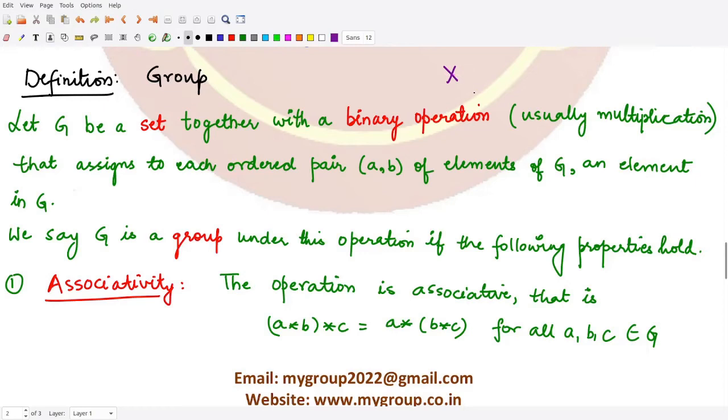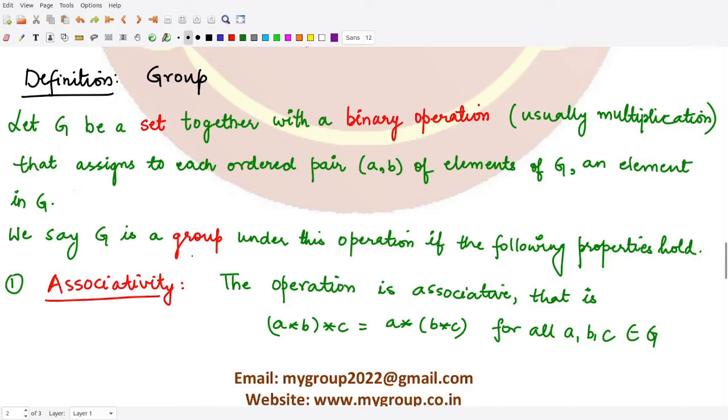So if G is a set together with a binary operation, that means we are inputting two numbers a and b from the set G, and it gives us back one single number, and that one single number is also a member of G. This is the property of closure, which is already available to us by way of the binary operation.